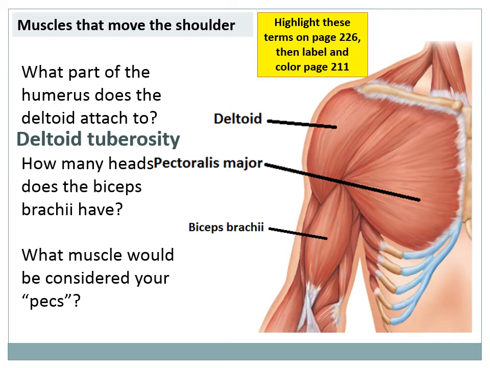Well, bi means two. So we actually have two heads to the biceps brachii, which means essentially that it attaches on two parts of a bone. Looking here, what muscle would be considered your pecs? Yeah, your pecs are going to be your pectoralis major muscle. So your pectoralis major muscle are those pec muscles that people are always working on at the gym. All of these muscles help to move the shoulder.